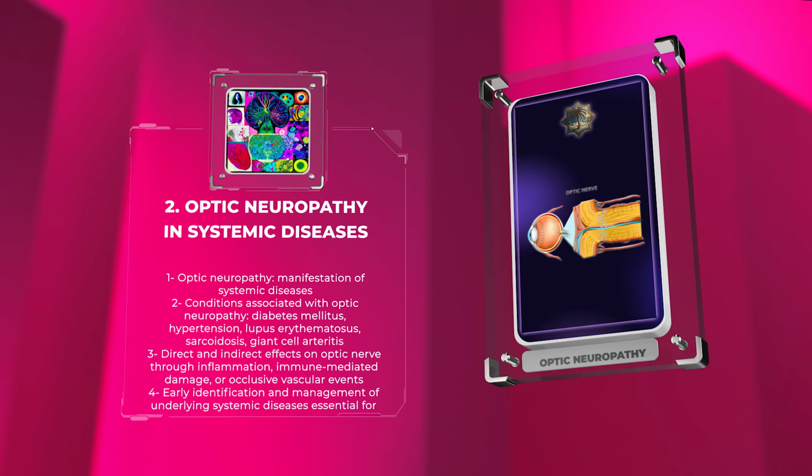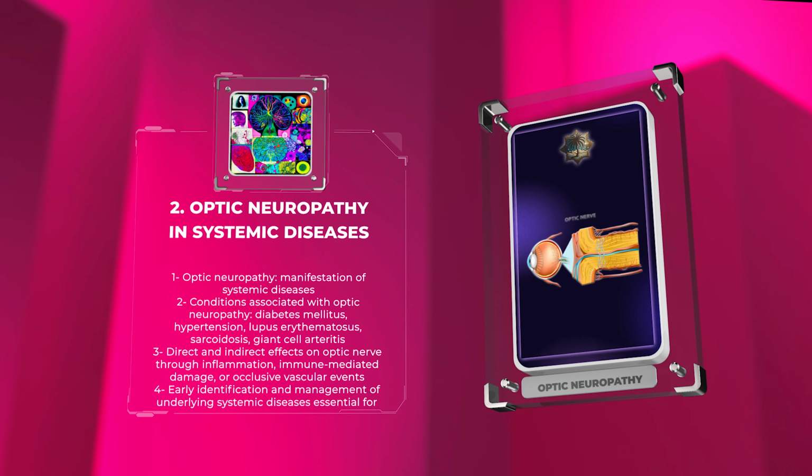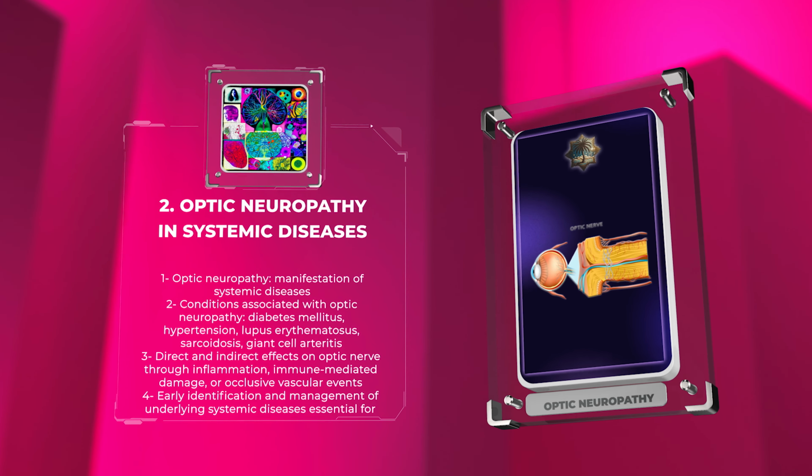It is crucial to recognize the underlying systemic disease in patients presenting with optic neuropathy, as early identification and management of the primary condition are essential for successful treatment of optic nerve involvement.